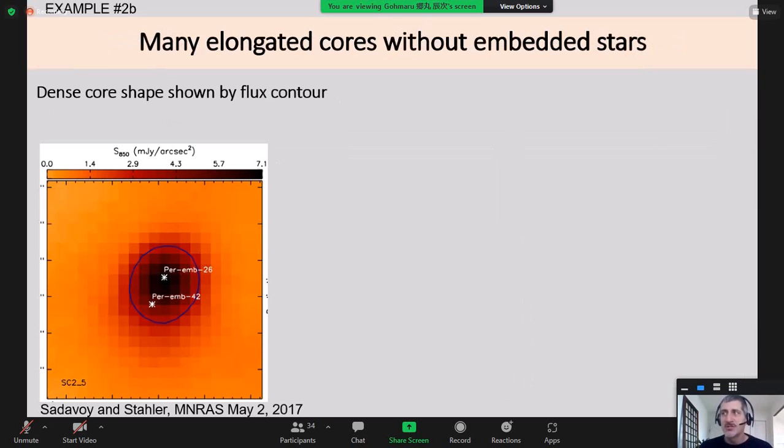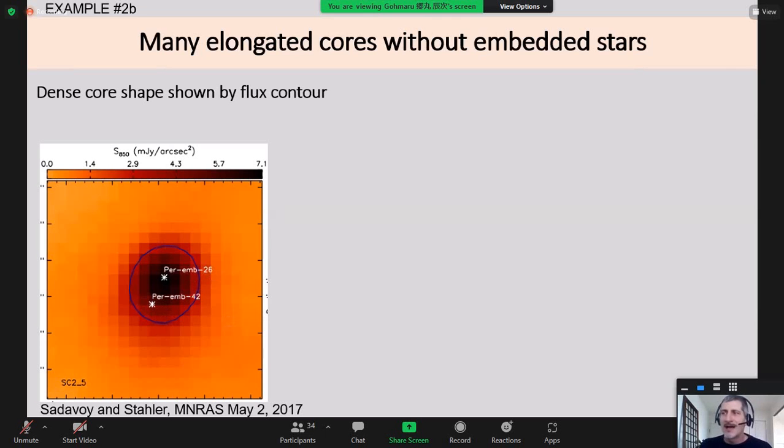Our results suggest that cores may be elongated at early stages before any potential influence from embedded primary systems. We determined the shape of cores based on the 50% flux contour calculated from the peak flux value and shown here as a blue line.